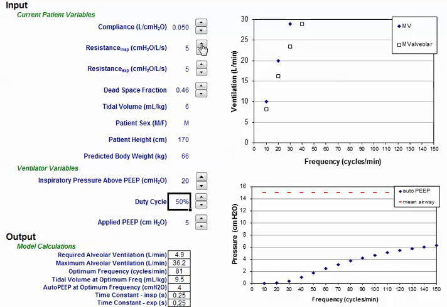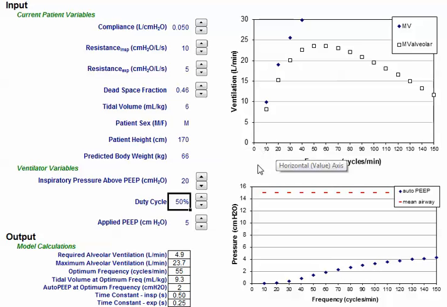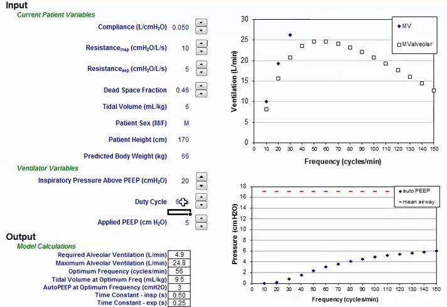I'm just going to change this to 10 and let's see what happens. With a duty cycle of 50% or 1-to-1 IE ratio, I'm not obtaining my max minute ventilation on a respiratory rate of 20. So in this case, the optimal duty cycle setting or IE ratio setting is going to be greater than 50% or greater than a 1-to-1 IE ratio. So I'm going to change my duty cycle to 60%, make it an inverse ratio. And as you notice, I'm obtaining more of a minute ventilation.